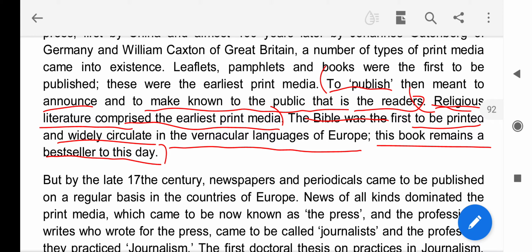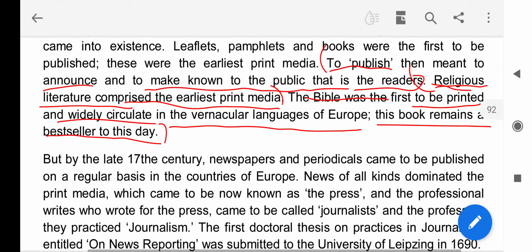And the Bible was the first printed book and widely circulated even in the vernacular languages. So the Bible was not only published in English but also in all other languages that are vernacular in Europe, and this book remains the bestseller to this date.